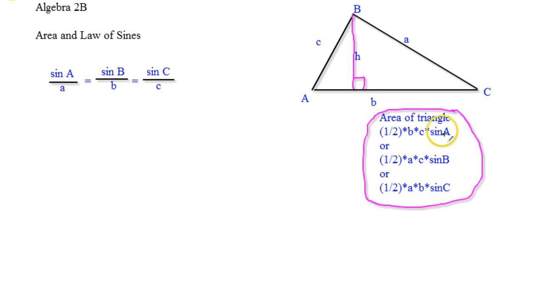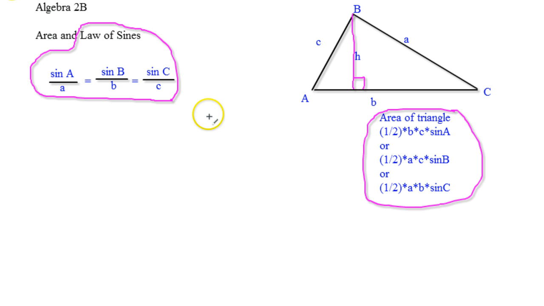Now, someone did something crazy. They said, what if they all equal each other? And then we divide by 1/2 ABC. What they accidentally came up with, not accidentally, but kind of purposely came up with, is the law of sines.